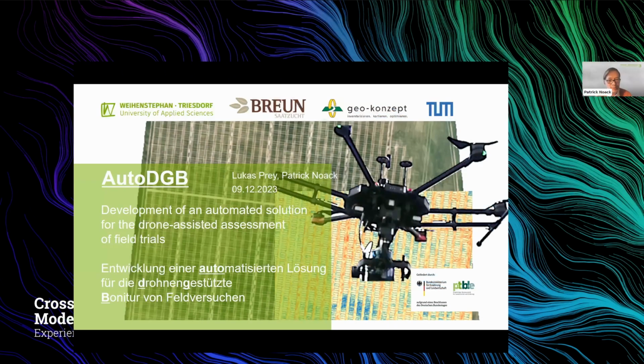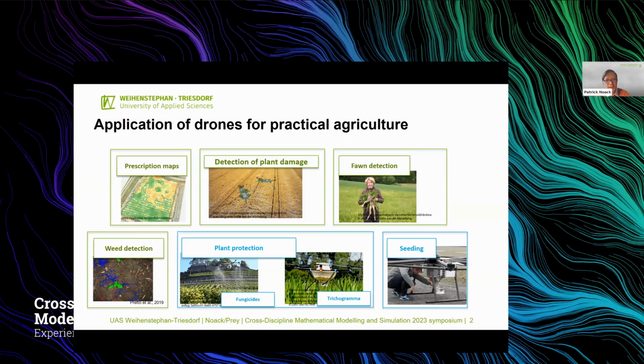So what I want to talk about today is the development of an automated solution for drone-assisted assessment of field trials. To give you an introduction, UAVs or drones can be used for different applications in agriculture.